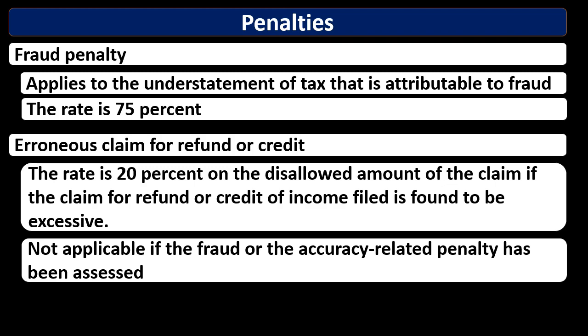If, however, we don't believe we would win under an audit, and we don't have good grounds for a particular case, then of course that could fall into fraud or erroneous claims, and that could cause problems, including substantial penalty. This is not applicable if a fraud or accuracy related penalty has been assessed. So one or the other of these two will be in place, not both of these items, either one or the other, if either of them are applicable.